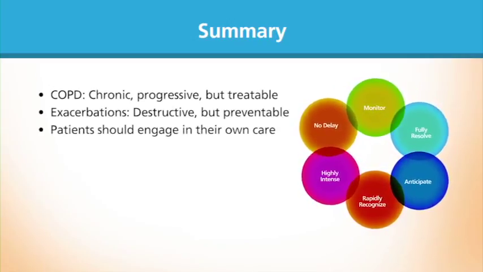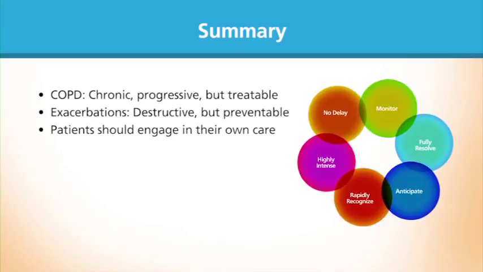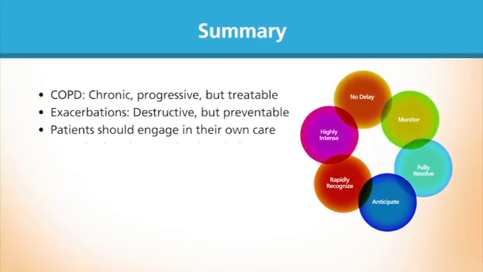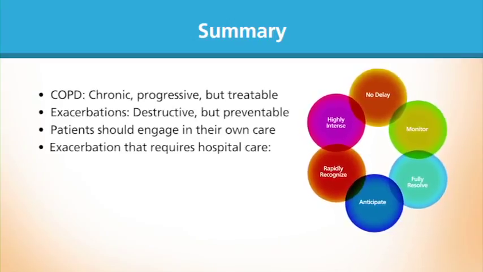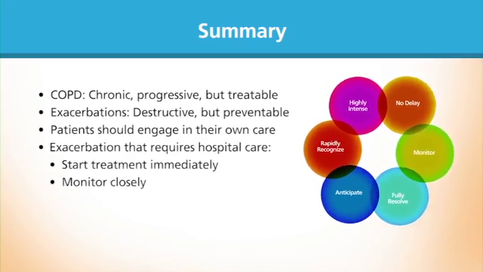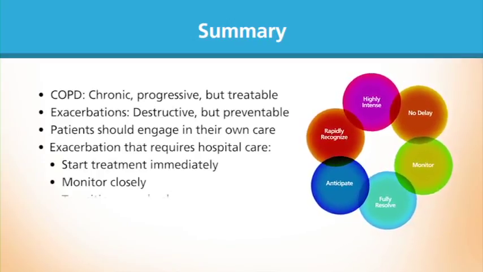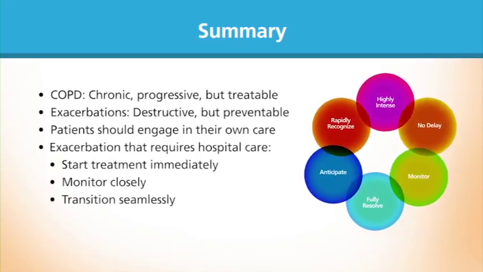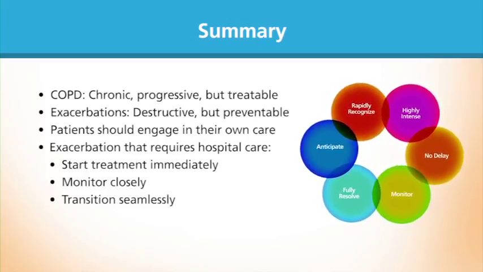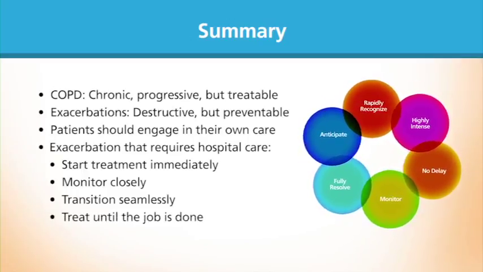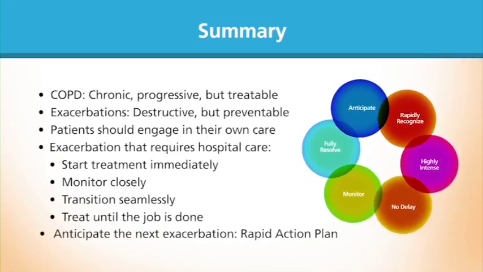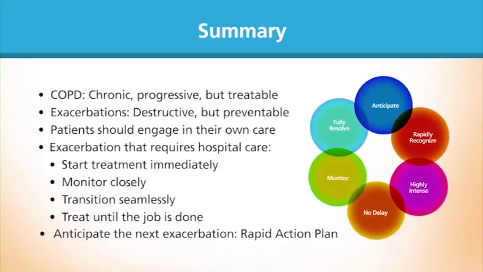Patients should engage in their own care, having self-management with rapid action plans and smoking cessation in those that need it. Exacerbations that require hospital care should have treatment started immediately and be monitored closely, and the transition should be a seamless one that includes medications, oxygen therapy, and smoking cessation. Treating until the job is done, and then anticipating the next exacerbation using the rapid action plan.